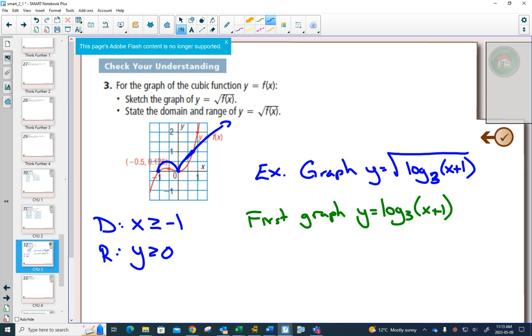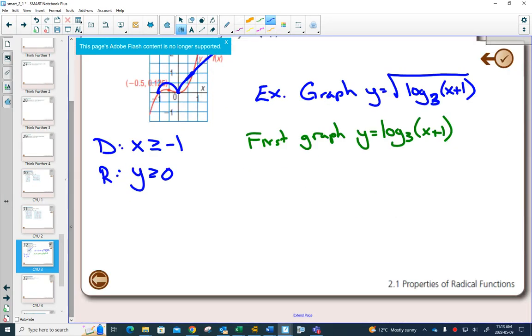And this is good practice for your test on Friday, because you'll have to graph log graphs on Friday. How do you graph log base 3 of x plus 1? Well, you take the regular log base 3 of x graph and move it 1 to the left. What would that look like? Well, if I move my regular log base 3 of x graph 1 to the left, your asymptote would move to x equals -1.